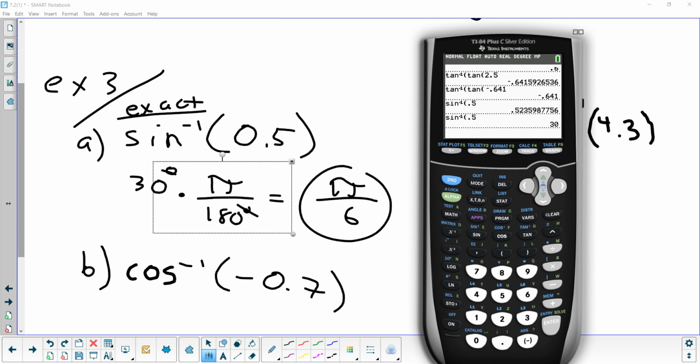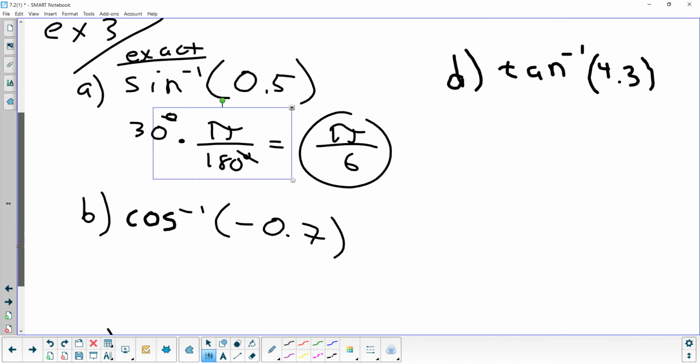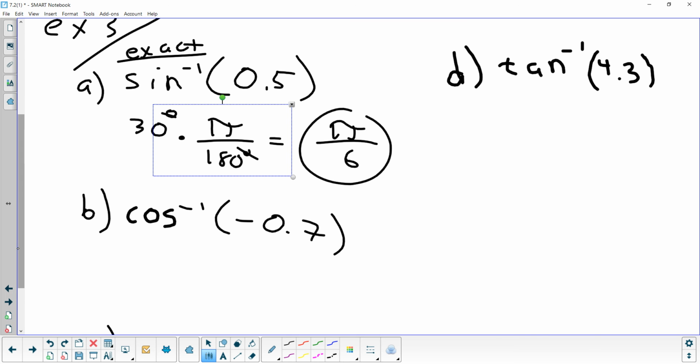As a decimal, it was 0.523598, and so on. Type in pi over 6 and see what you get. It's exactly what you had before. But now you know the exact answer and not a decimal. The calculator will never give you pi over 6. It'll give you 0.5235. You have to do it in degrees and then convert it by hand. That's the only way to do it. These other ones you couldn't do as an exact answer.